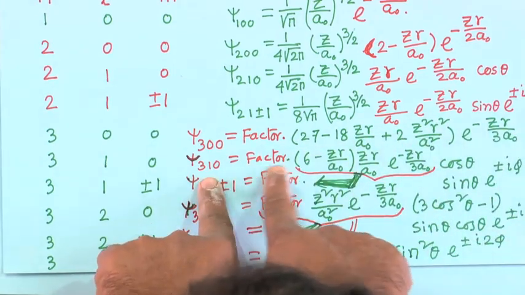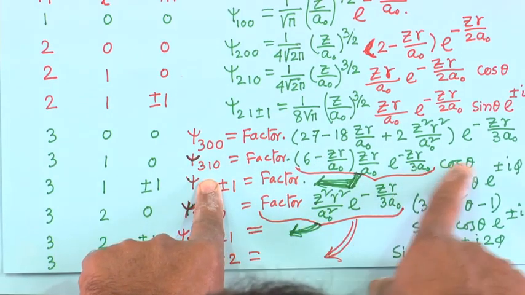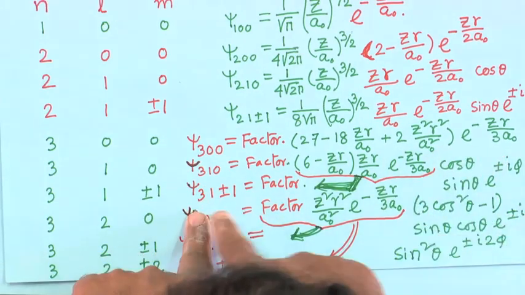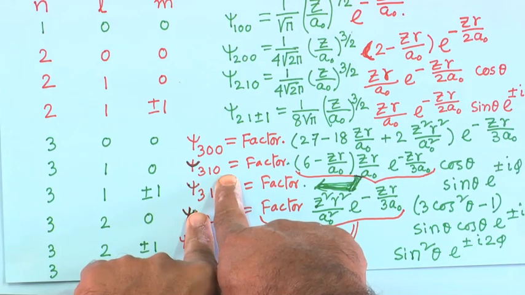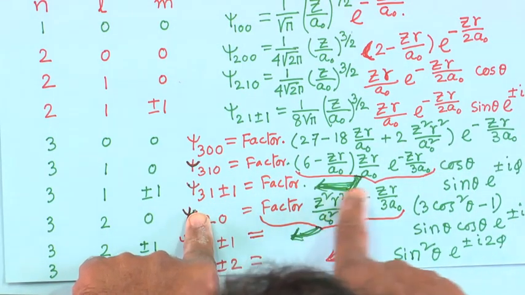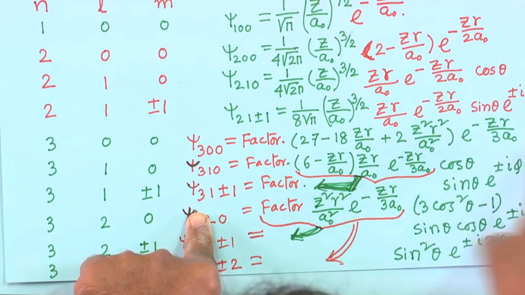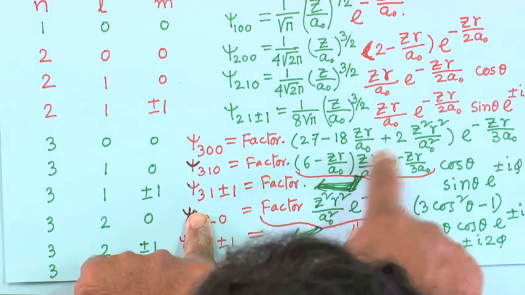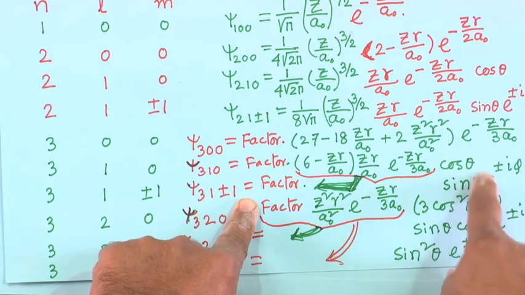And here psi 3 1 0, factor, this is the r dependent part, and this is the theta dependent part, with no phi dependence, because m equal to 0 means e to the power i m phi will be 1. Similarly psi 3 1 plus minus 1 will have the r dependent part, then the factor, no cos theta, this factor will be repeated, but it will be sin theta dependent and it will have phi dependence.